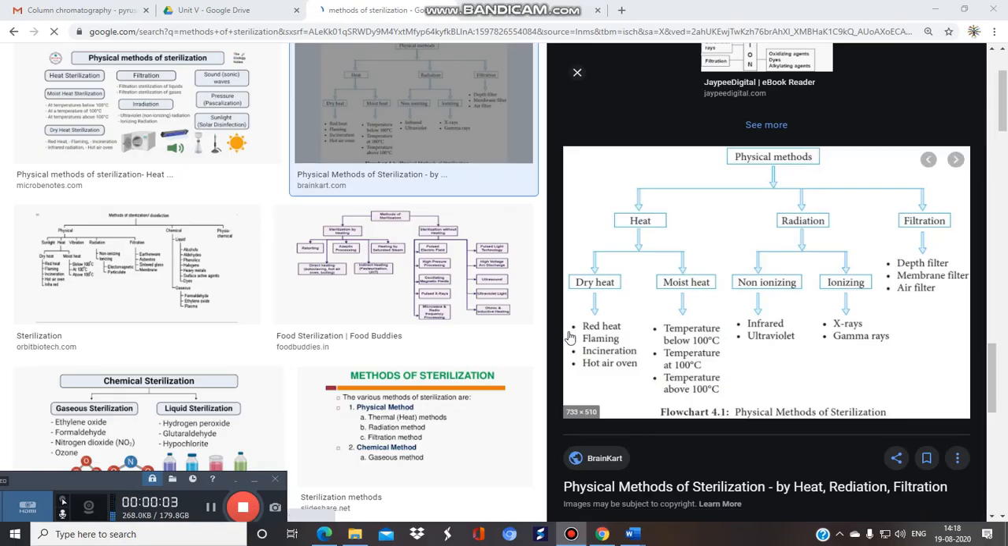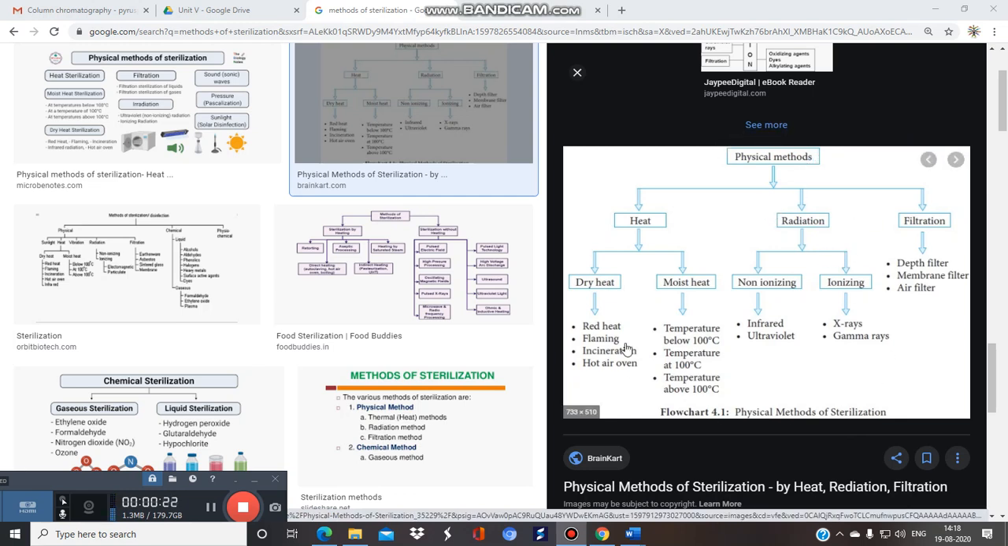I welcome you all to the next topic of sterilization methods. So far, we have covered the physical methods like heat, dry heat and moist heat, and in radiation, we have covered ionizing, non-ionizing, and we have also covered filtration. So why am I showing you this? Because we are going to start yet another topic, that is the moist heat in detail, because we have covered moist heat only superficially.